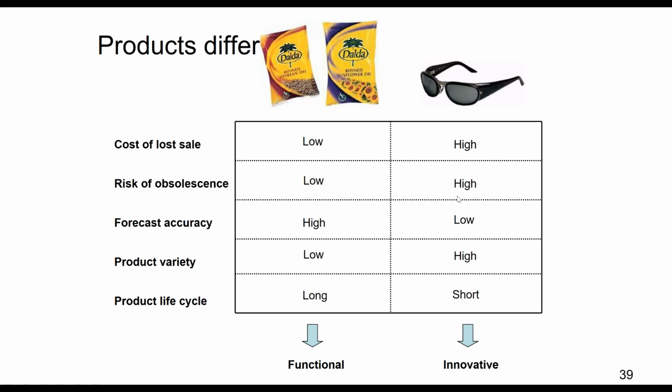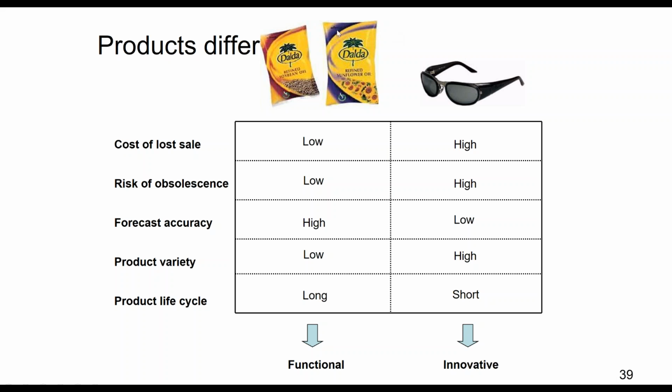Product variety is extremely high, right? So you have multiple variations like black, brown, different kinds of shades, colors, and sizes. So everything comes over here, product variety. And the product life cycle is again very short, trend in, trend out. In 2 months everything is fashionable, and the next month everything goes out of the market. So we will call this an innovative product.